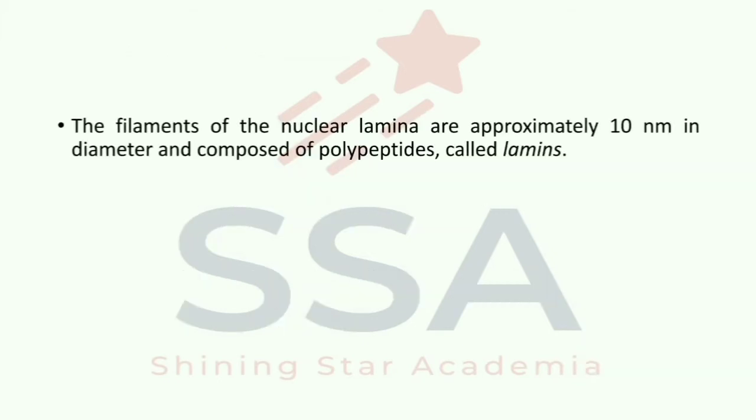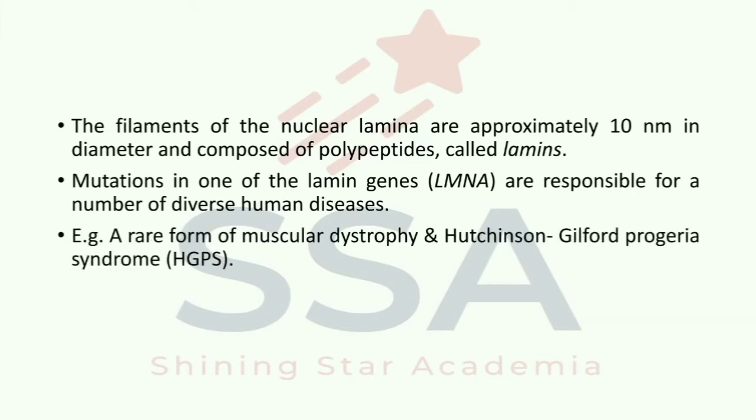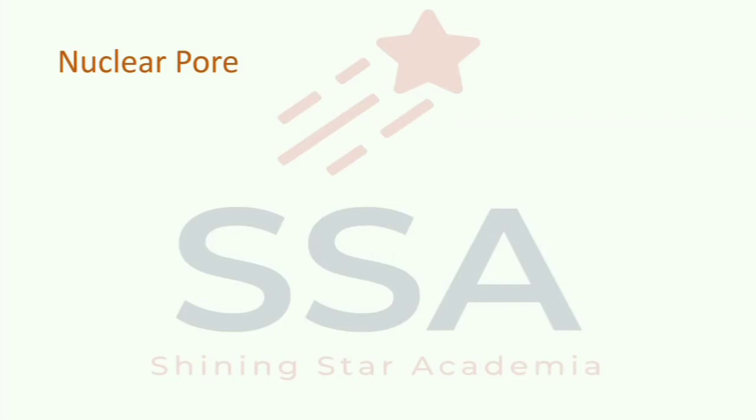The filaments of the nuclear lamina are approximately 10 nanometers in diameter and composed of polypeptides called lamins. Mutations in one of the lamin genes are responsible for a number of diverse human diseases. For example, a rare form of muscular dystrophy and Hutchinson-Gilford progeria syndrome, in which premature aging is observed in humans. In this figure, we can see the net-like protein filament structure, that is the nuclear lamina. Now the next topic is the nuclear pore.